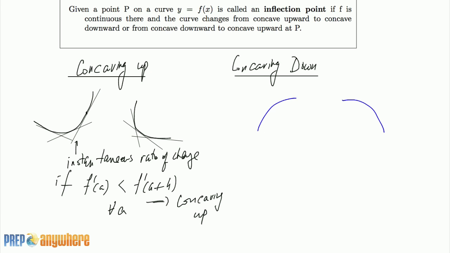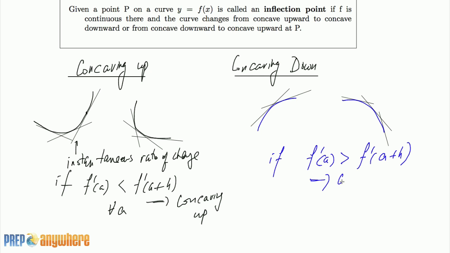Concaving down means the following. Graphically, if you draw a tangent anywhere, look, what's happening to the graph compared to the tangent? The graph is always below. Right? Always below. Okay, so again, if the instantaneous rate of change at any A is greater than the numbers beside it, the numbers that are a little bit further to the right, then it's concaving down.